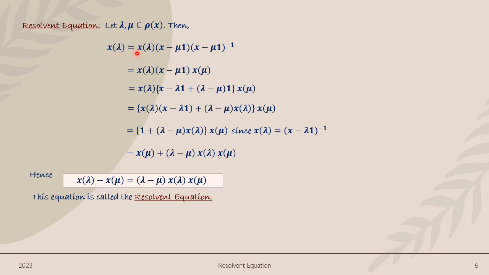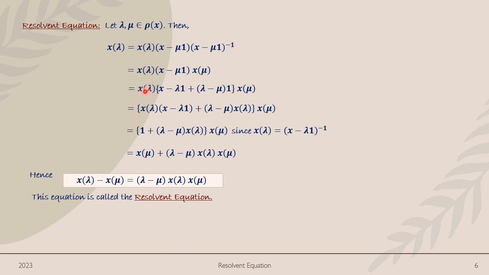So a vector and its inverse give 1, into x of lambda, the same x of lambda. So x of lambda can be written as x of lambda into 1. In place of 1, we can put (x minus mu 1) into (x minus mu 1) power minus 1. That is x of lambda as it is, (x minus mu 1) as it is. By definition, (x minus mu 1) power minus 1 equals x of mu, because we have defined x of lambda to be (x minus lambda 1) power minus 1. So x of mu will be (x minus mu 1) power minus 1.